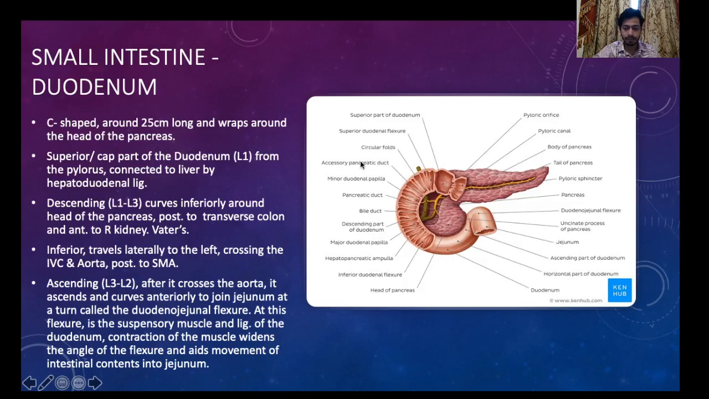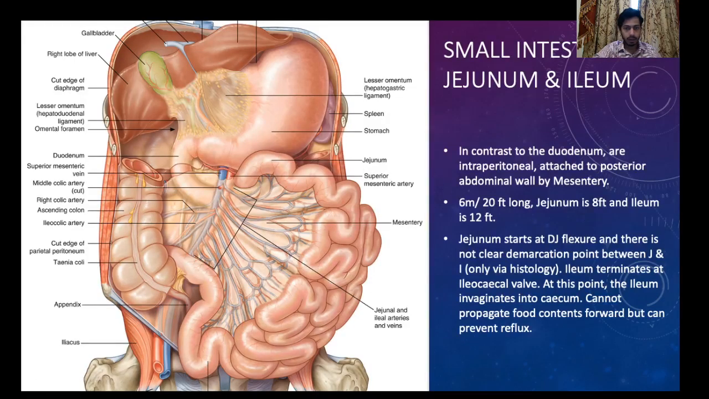That's the small intestine. Then, like I said, you follow on to the jejunum and the ileum. In contrast to the duodenum, it is actually intraperitoneal. So it's in the peritoneal cavity, and it is attached to the posterior abdominal wall by the mesentery. This kind of paper sheet lining you can see here is the mesentery. The mesentery is a fold which keeps all of the intraperitoneal organs perfused and also in their structures.